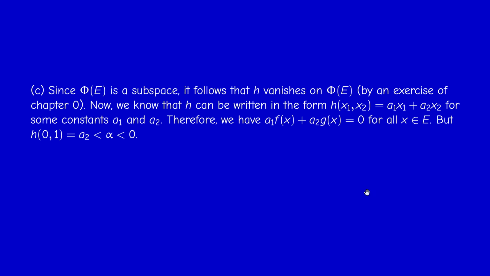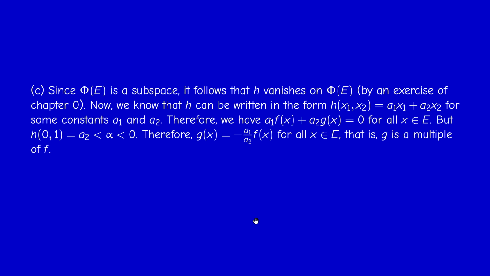And since h of phi of x is 0, this means that a1 of f of x plus a2 of g of x is 0 for all x in A. Okay? And as you observed, h of (0, 1) equals a2 is negative. Therefore, we can divide by a2 because a2 is not 0, it's strictly negative. So we get g is minus a1 over a2 times f, and that's it. So very, very, very easy.